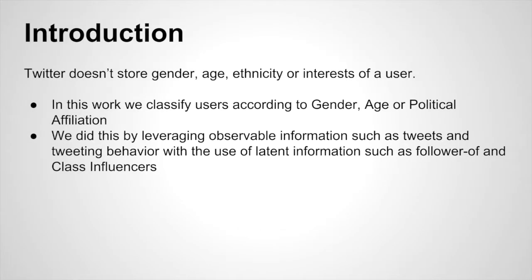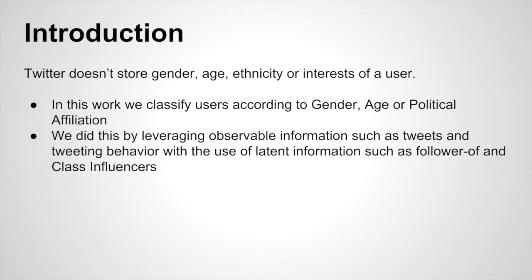So as we know, Twitter does not support storing of attributes of a user such as gender, age, or interests of a user. Such attributes can be used to aggregate demographic information for better user experience and also for targeted advertising. In this particular work, we classified users according to gender, age, or political affiliations.